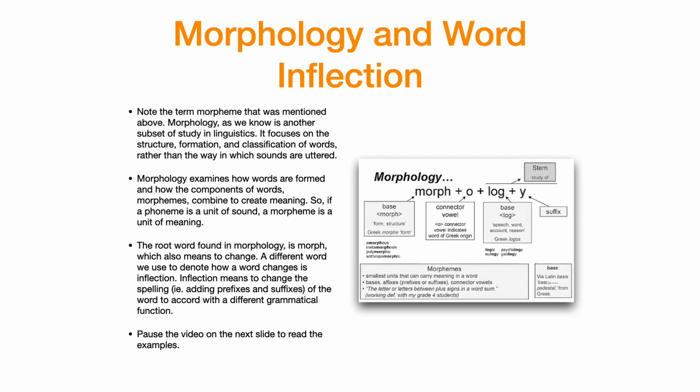The root word found in morphology is morph, which also means to change. A different word we use to denote how a word changes is inflection. Inflection means to change the spelling, for instance adding prefixes and suffixes, of the word to accord with a different grammatical function. Pause the video on the next slide to read the examples.